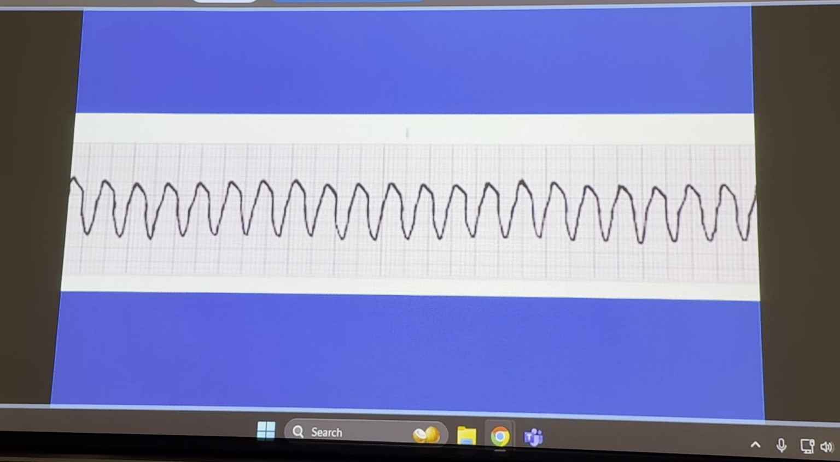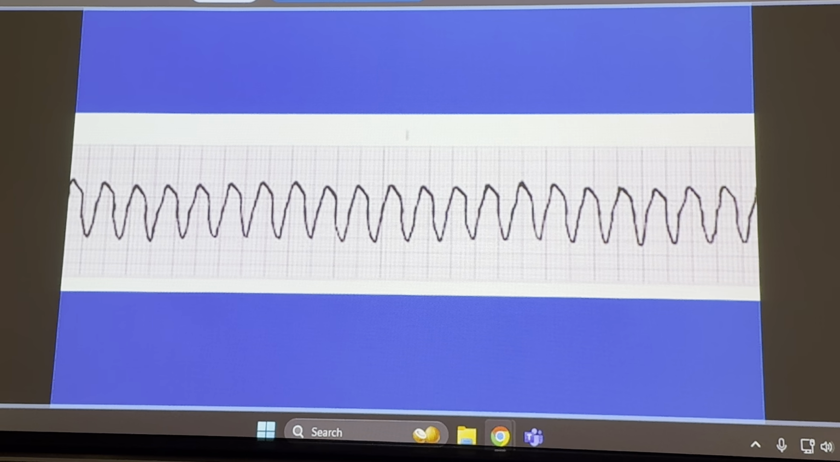All right, VTAC again. Like I said, number one priority is gonna be to shock, but before even that, how do I know if I need to synchronize cardiovert or just regular defib? Check the pulse. Check a pulse first, right?